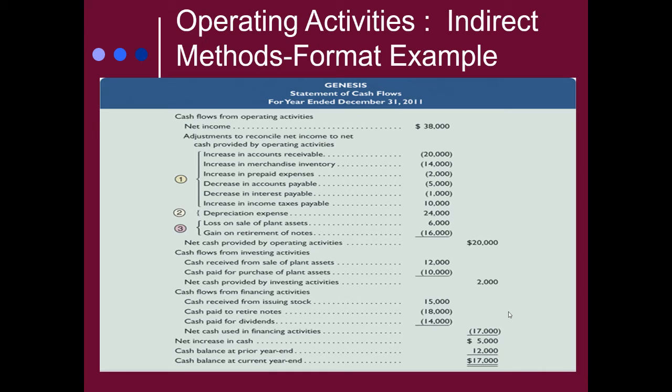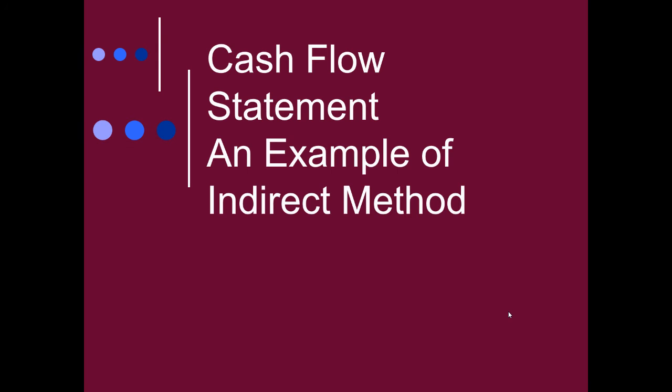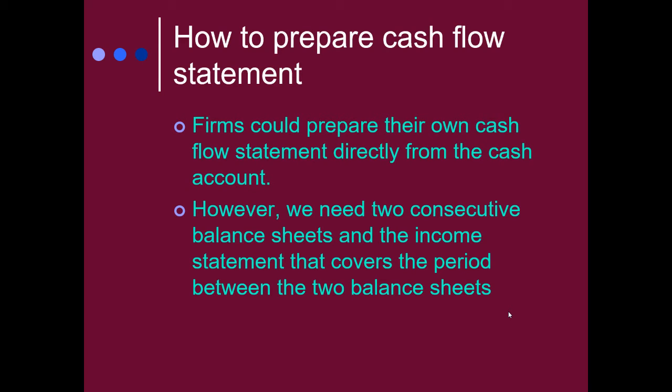Okay, so this is the indirect method presented for operating activities, presented with the other activities, the investing and also financing activities. So in preparing the cash flow statement, what should you do? First of all, the information that is required will be from the balance sheet and also the income statement. So usually you will be given a comparative balance sheet and also an income statement to start doing the calculation and preparing the cash flow statement.